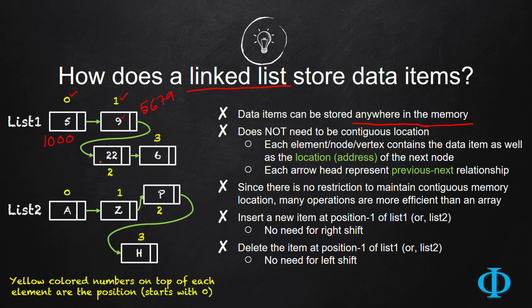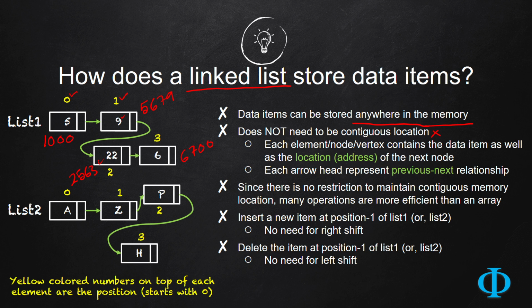And the next element over here can be stored in, let's say, some random memory location which is 2563, and the last element can be stored in 6700 or somewhere. So it doesn't need to be a contiguous location like an array.